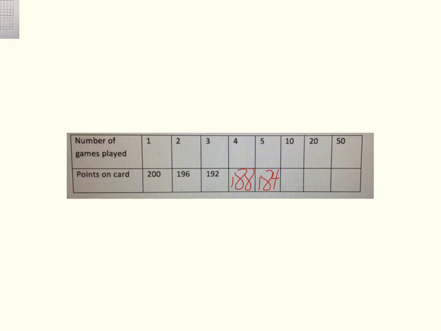So down here, I went up by 5, and so that means I've got to go down by 5, and every game that was played cost 4 points. So I've got to lose 5 times 4 is 20, so I'm going to go down by 20 points there. So it went from 184 to 164.